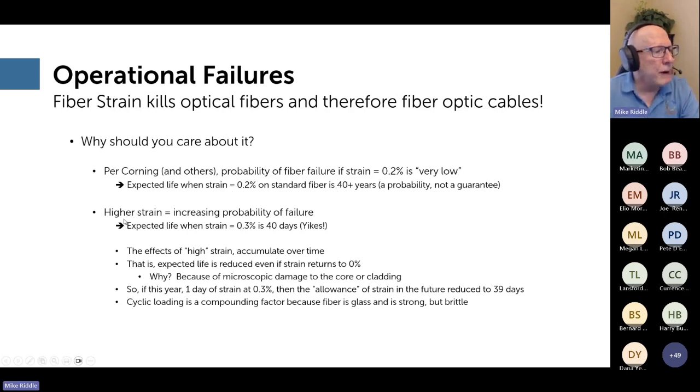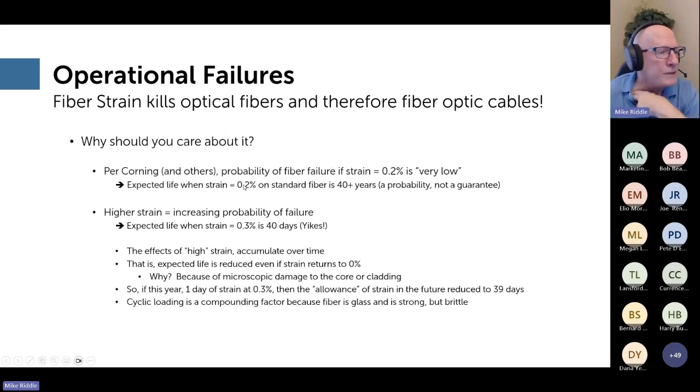But the higher the strain, you increase the probability of failure. Just going from 0.2 to 0.3% reduces my expected life from 40 plus years to, I put 40 days. That's a typo. That should have been 30 days. You get the idea. And the effects of strain accumulate over time.